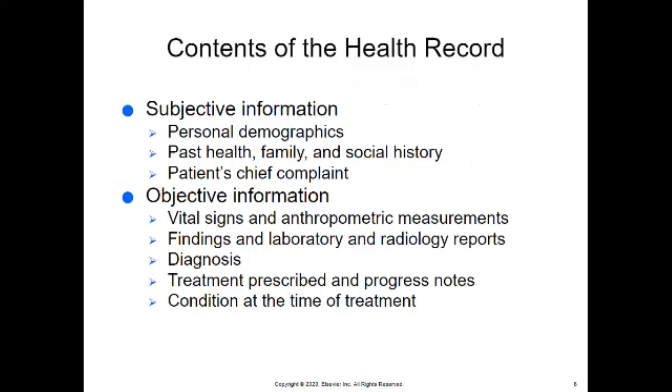So let's talk about some contents of the health record. So there's subjective information, and these things can be personal demographics, past health, family, and social history, and the patient's chief complaint. Objective information, vital signs, and anthropometric measurements, findings in laboratory and radiology reports, diagnoses, treatment and prescribed and progress notes, condition at the time of treatment.